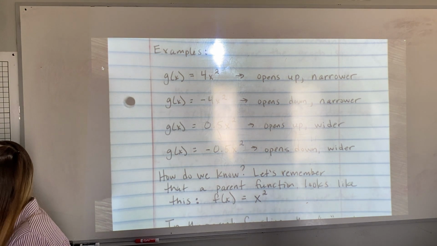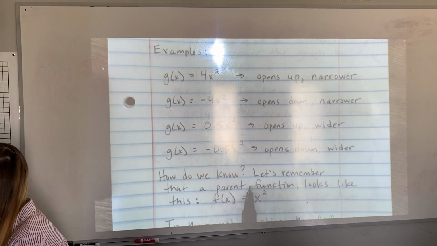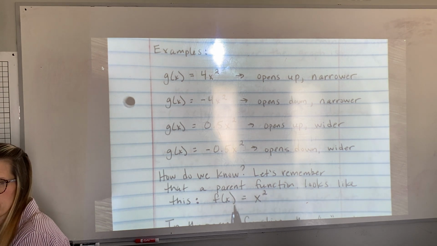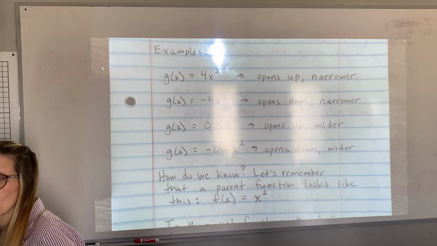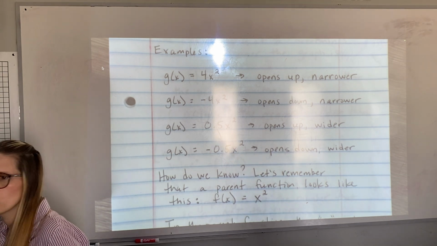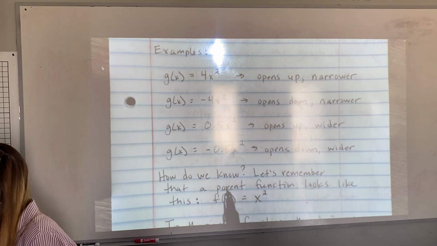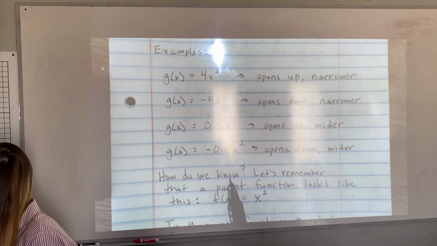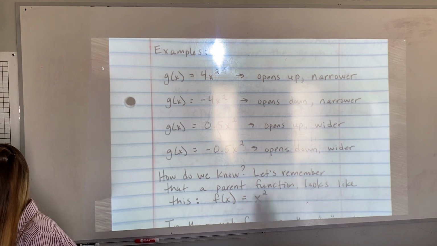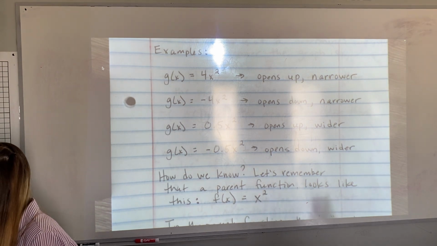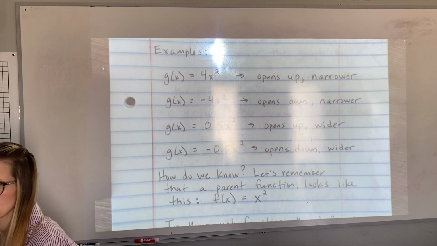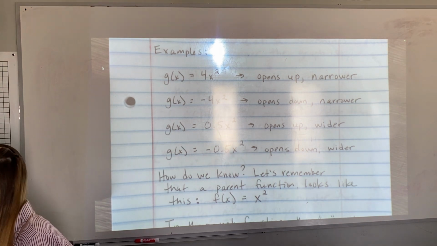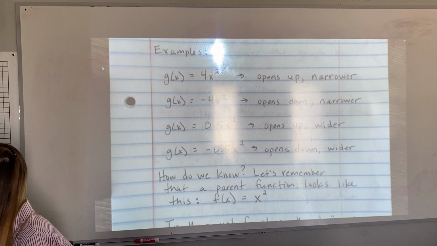The first thing that we want to make sure we understand is if we're going to be comparing these functions with the parent function, we need to know what that parent function is and what it looks like on a graph. So how do we know how these will compare? We're going to remember that a parent function looks like this: f of x equals x squared. Does the parent function ever change? No. The parent function always is f of x equals x squared.